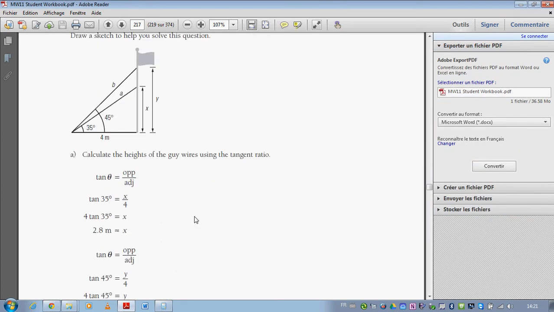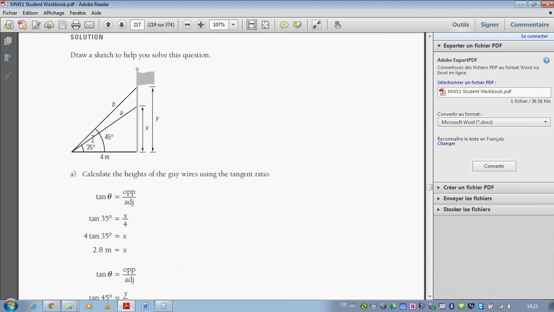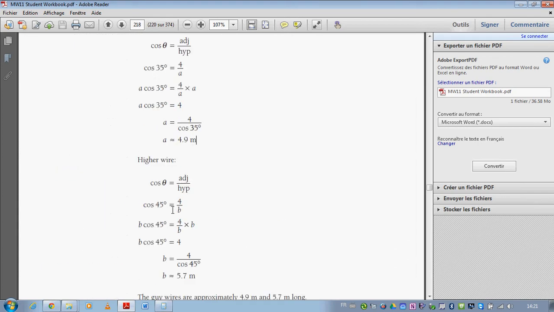You do the same thing to figure out the length of wire B. You've got an angle of 45, you've got the adjacent side of 4 meters, and you've got this hypotenuse, which is B. So that means cosine of 45 is equal to the adjacent side divided by B. So cosine of 45 is equal to 4 meters divided by B. And that's what they do. They isolate for B. 4 over cosine of 45 will give you B.